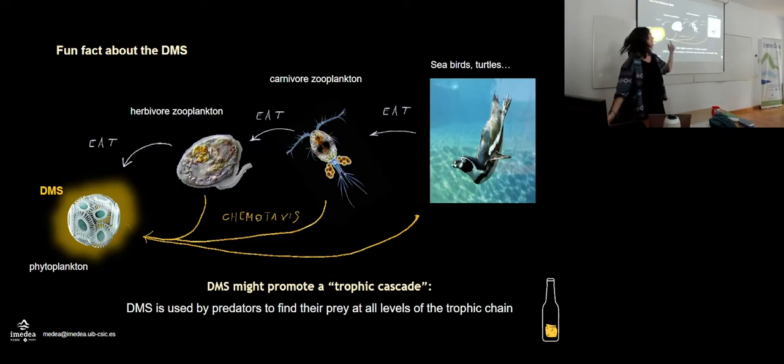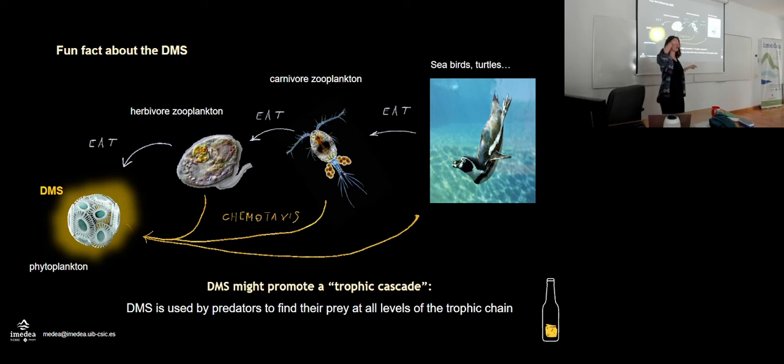Something interesting about the chemotaxis to DMS is that it's supposed that this actually triggers a trophic cascade, meaning the herbivore zooplankton wants to eat the phytoplankton which produces DMS, so it does chemotaxis to it. But then we have the carnivore zooplankton who wants to eat the herbivore zooplankton. So it has learned that the herbivore goes where the DMS is. So it wants to eat the herbivore, but it does chemotaxis towards the algae.